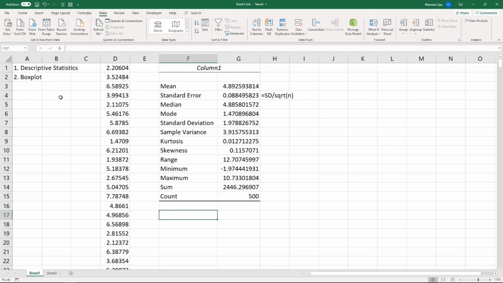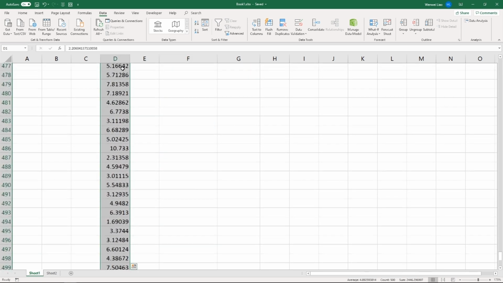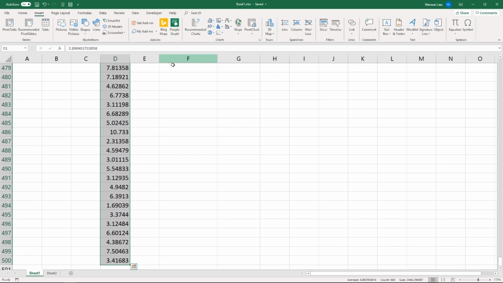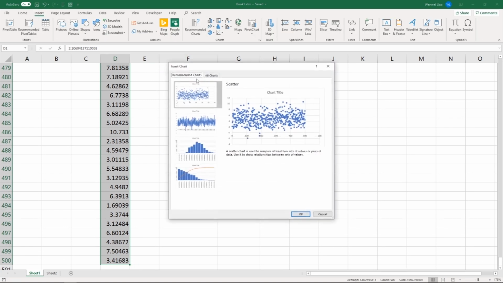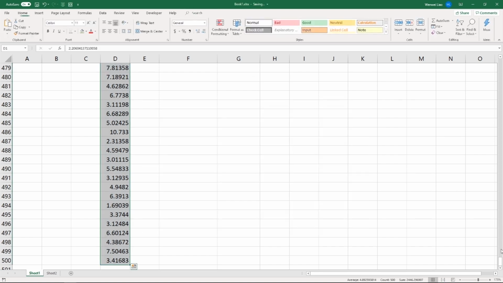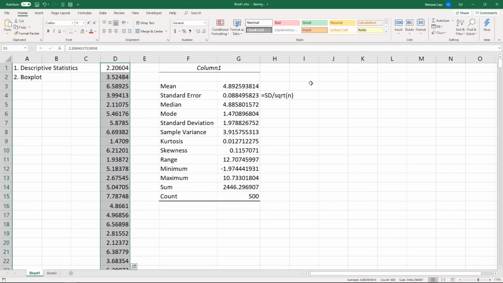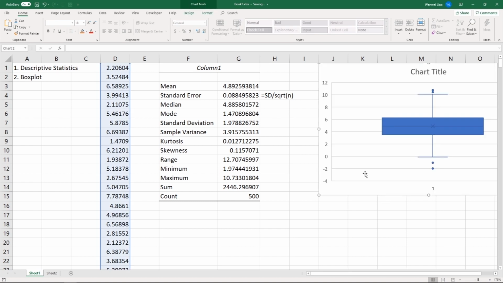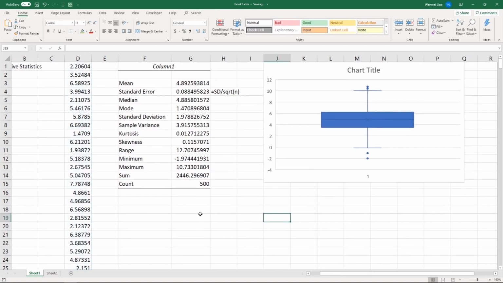And next thing is box plot. How to make a box plot in Excel? You can first select the dataset and then go to Insert, Recommended Charts, All Charts. You can see a box here and then click OK. Yep, as you can see, this is a box plot.